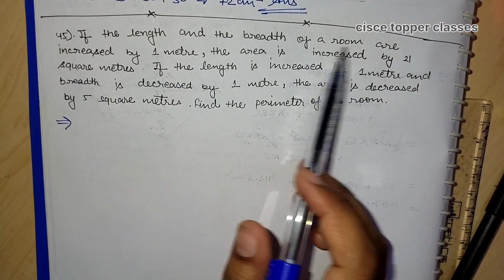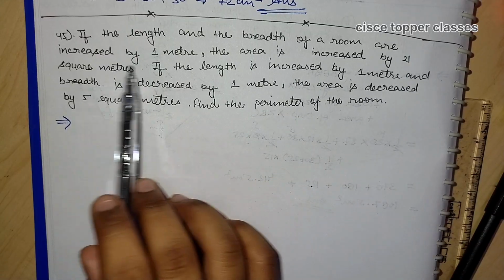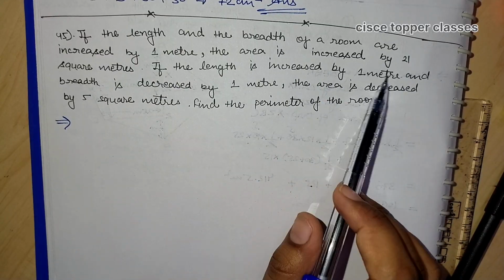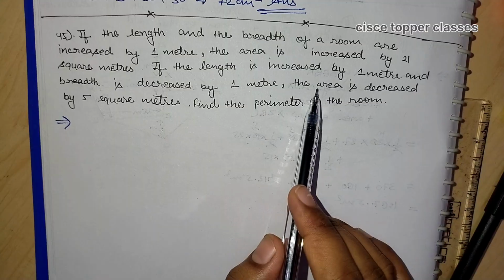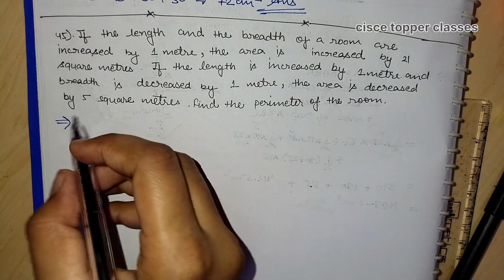If the length and the breadth of a room are increased by 1 meter, the area is increased by 21 square meters. If the length is increased by 1 meter and the breadth is decreased by 1 meter, the area is decreased by 5 square meters. Find the perimeter of the room.